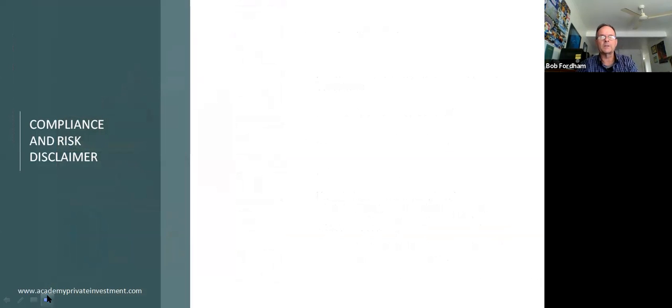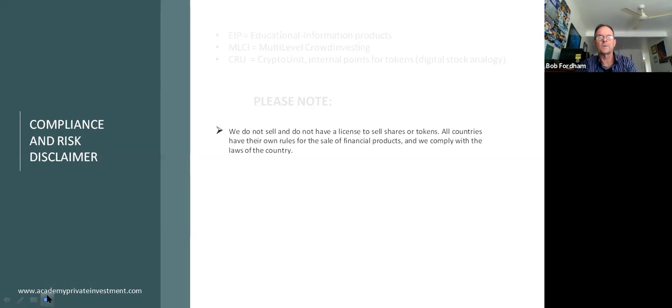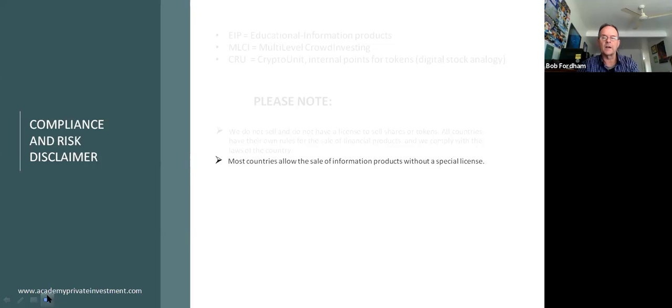But first, a compliance and risk disclaimer. What we will discover today are EIPs, Educational Information Products, the MLCI, Multi-Level Crowd Investing business model. We'll also discover the CRU, which is a CryptoUnit, internal points for tokens, which is a digital stock analogy. And please note, we do not sell and we do not have a license to sell shares or tokens. All countries have their own rules for the sale of financial products, and we comply with these laws of each and every country. Most countries allow the sale of information products without a special license.